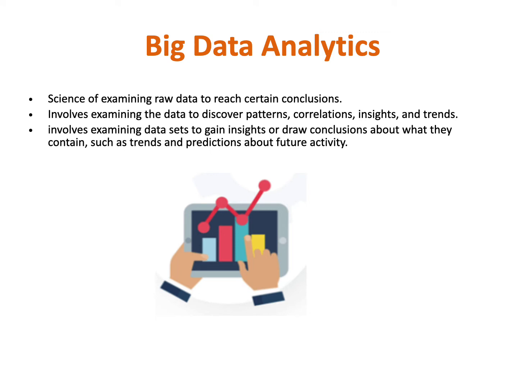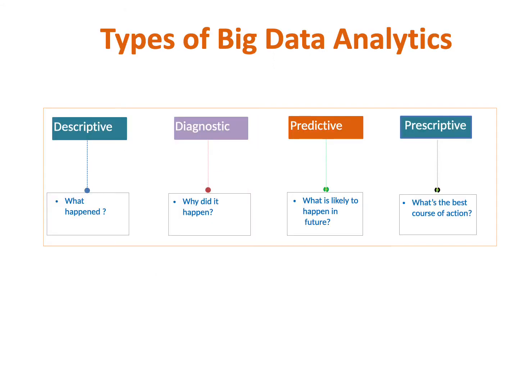Using data analytics, we can know about the future activity, or we can predict the future activity. So basically there are four types of big data analytics. One, descriptive, which explains what happened. Diagnostic, which tries to answer why did it happen. Predictive, which is what is likely to happen in the future. And prescriptive, which is what is the best course of action.